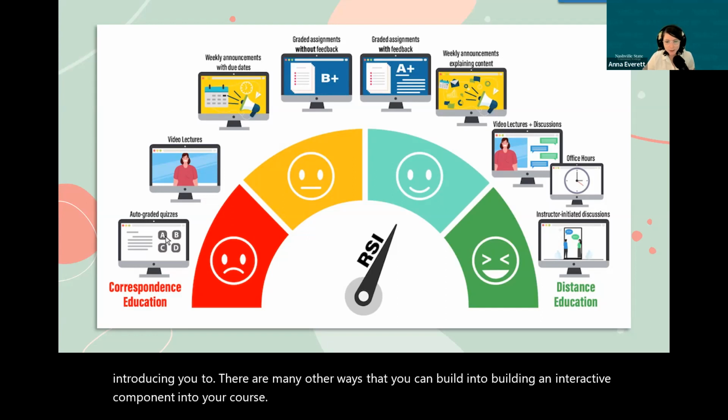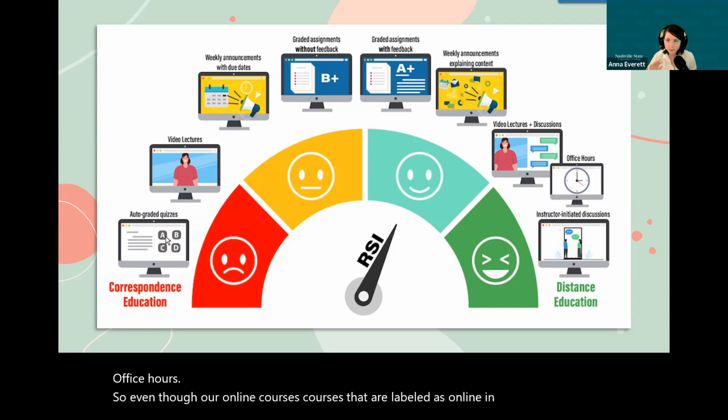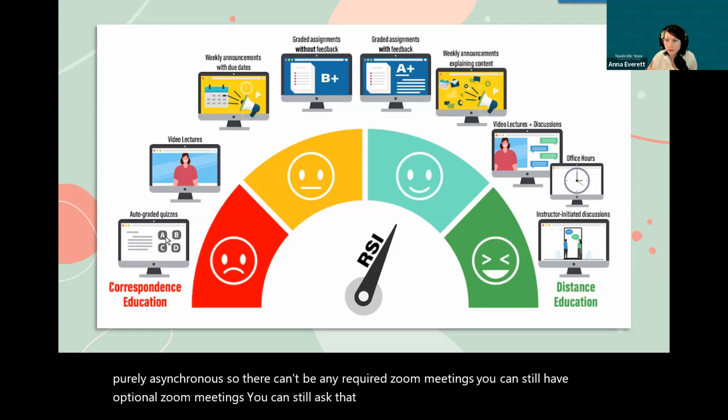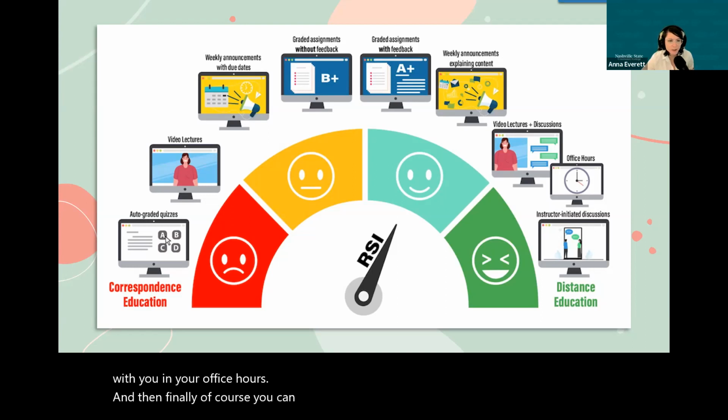Office hours. Even though our online courses that are labeled as online in the schedule are purely asynchronous, so there can't be any required Zoom meetings, you can still have optional Zoom meetings. You can still ask that students try to schedule a time to meet with you in your office hours. And then finally, of course, you can also have individual conversations via email or Zoom. Basically, any of those things meet that standard of regular and substantive interaction.